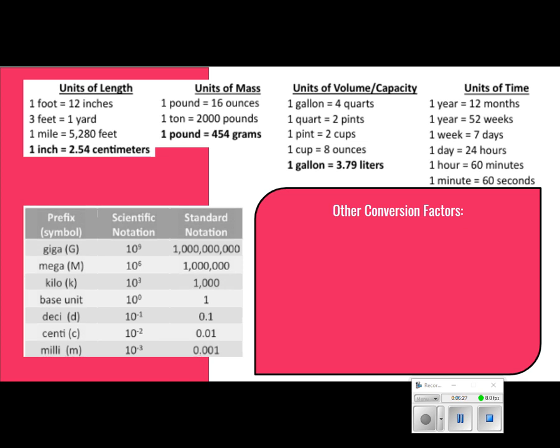But if you don't know any conversion factor, let's say you didn't know 1 inch was 2.54 centimeters and you were trying to convert how many miles into how many kilometers and you didn't have that conversion factor, you could use Google, you could use your resources.